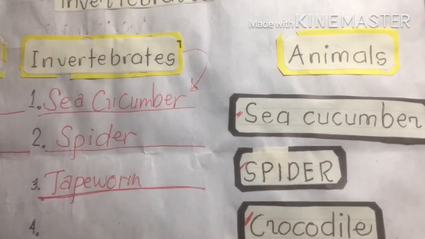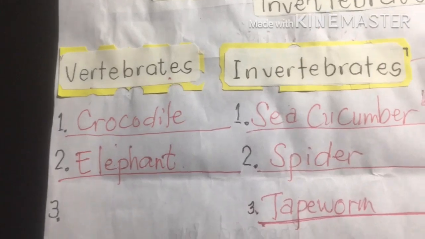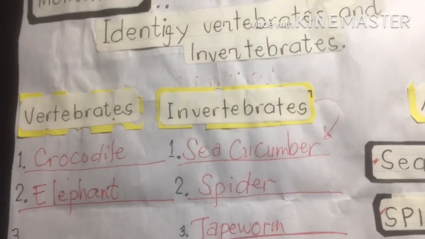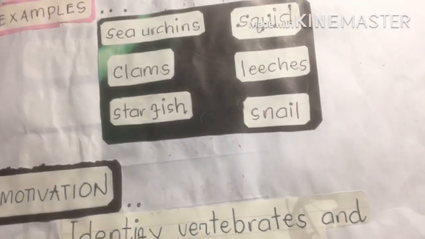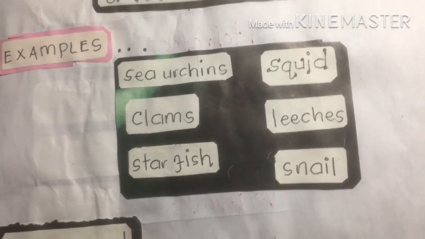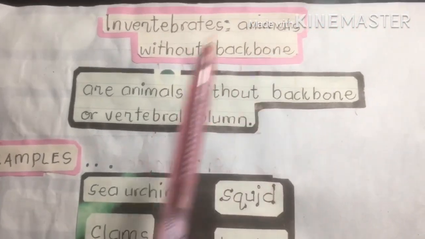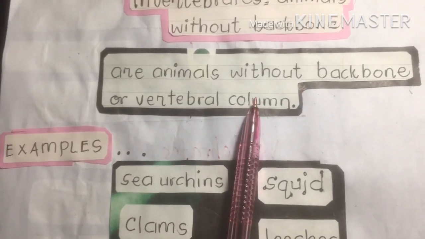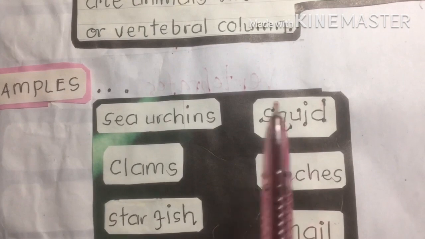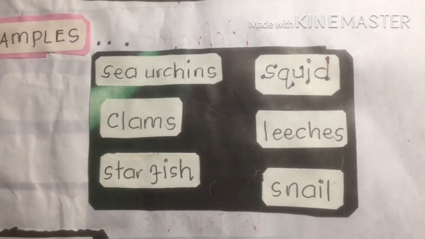Remember, guys, before you identify whether a particular animal belongs to vertebrates or invertebrates, you are going to master their definitions in each discussion today. Again, invertebrates, keywords: animals without a backbone, or without a vertebral column. Examples: sea urchins, I like it, squid, clams, leeches, starfish, and snail.